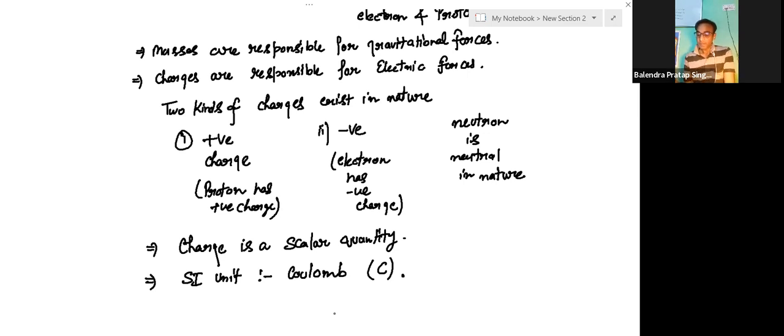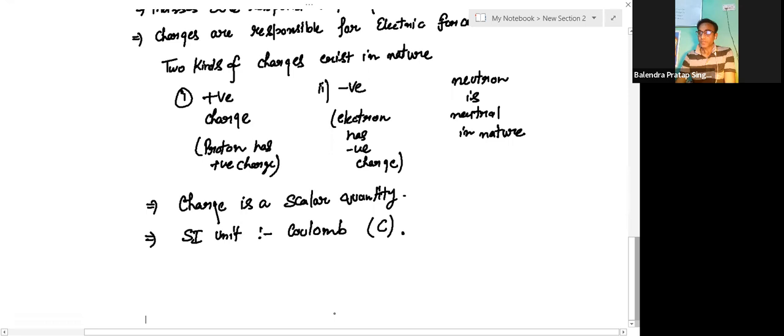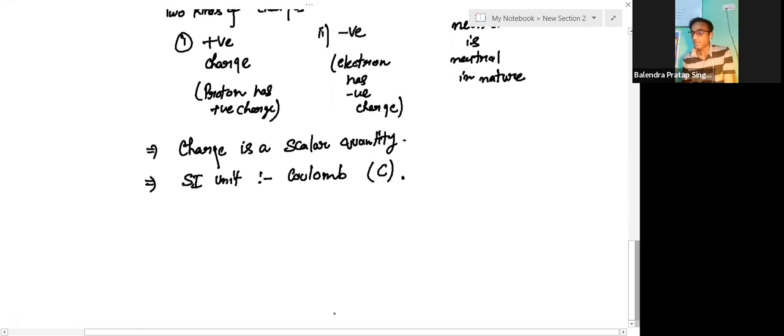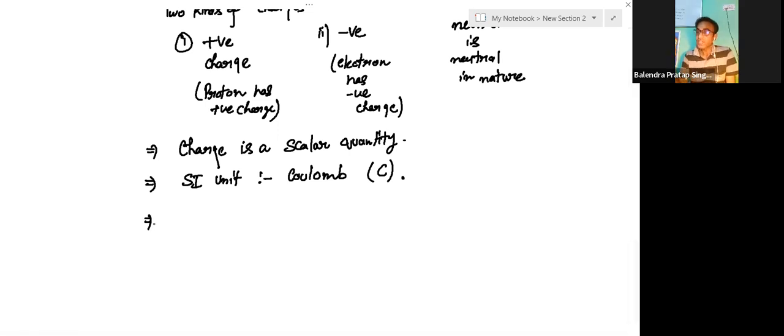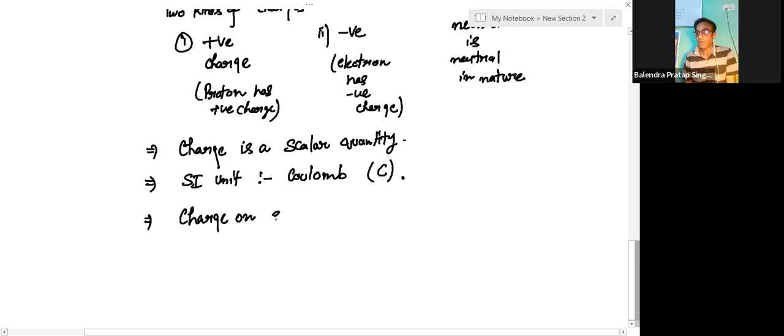One more important property about charge: charge is a scalar quantity, its SI unit is coulomb, and we represent it with capital C. Another important point is the smallest amount of charge. The minimum amount of charge, we consider it as the charge on the electron. We define charge in integral multiples of the charge of the electron, but this is the minimum amount of charge.